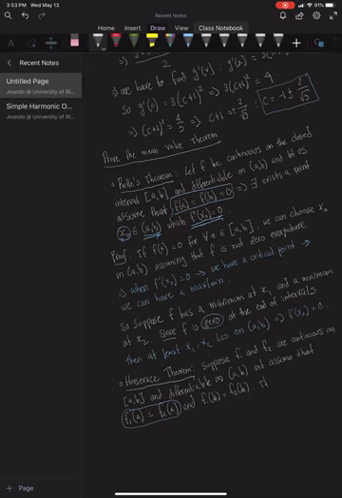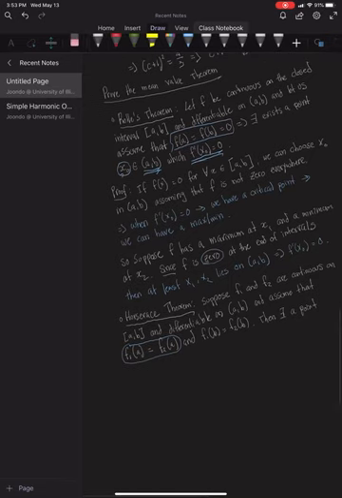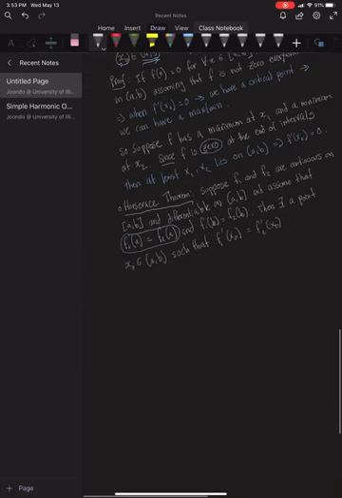Then there exists a point x naught in A and B such that f1 prime of x naught is equal to f2 prime of x naught. Okay? And we can prove this too. So let's prove this.